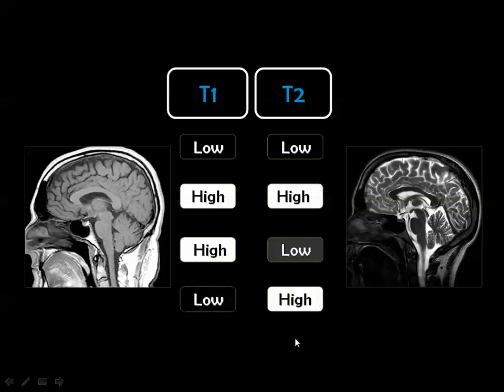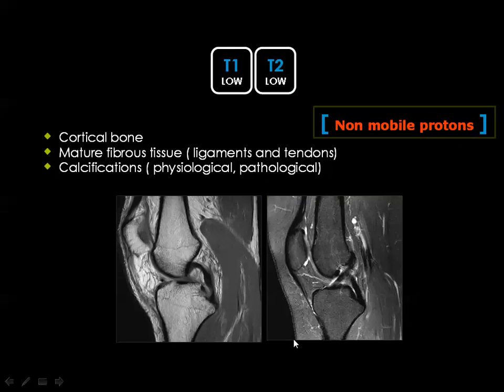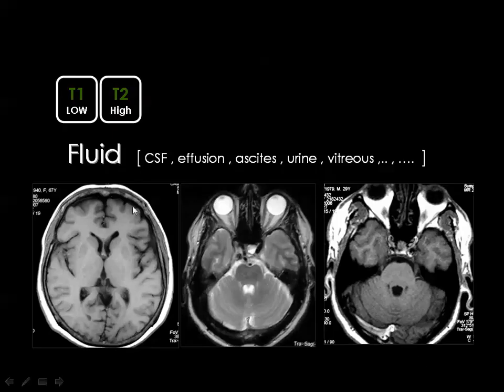Then what are the structures that appear black in the T1 and T2? These are which contain non-mobile protons. Where are non-mobile protons present? In the cortex of the bone, in the mature fibrous tissue like tendons, like ligaments, and in the calcification, whether it is physiologic or pathologic. All these structures will appear black in the T1 and also black in the T2 because they do not contain mobile protons.